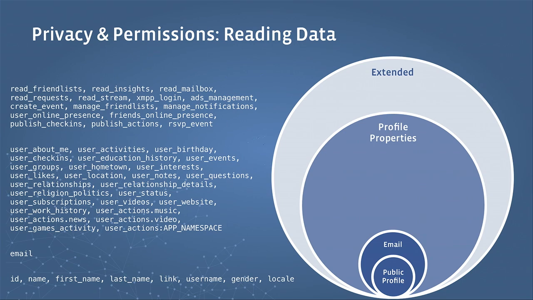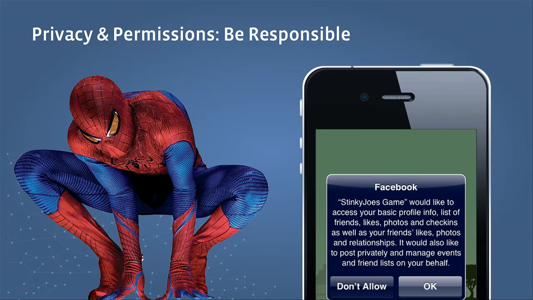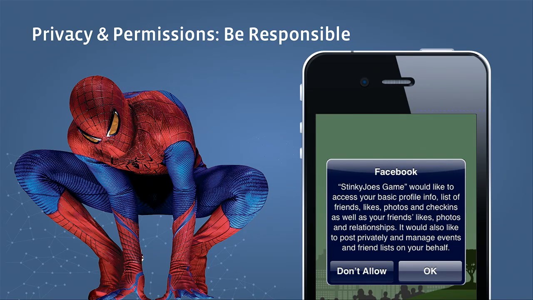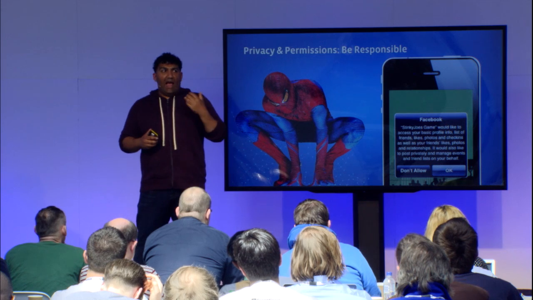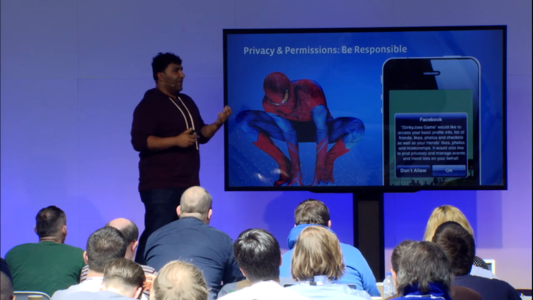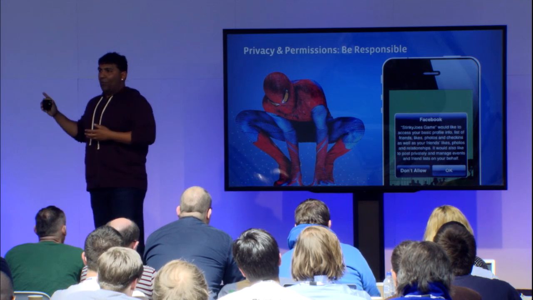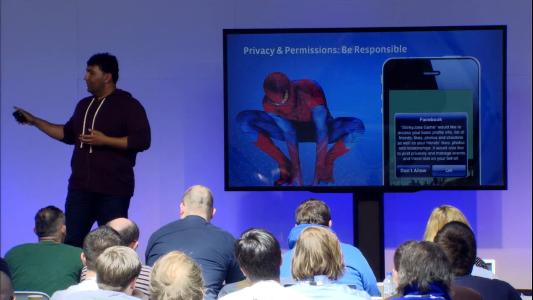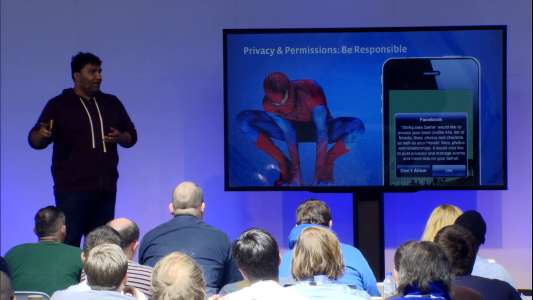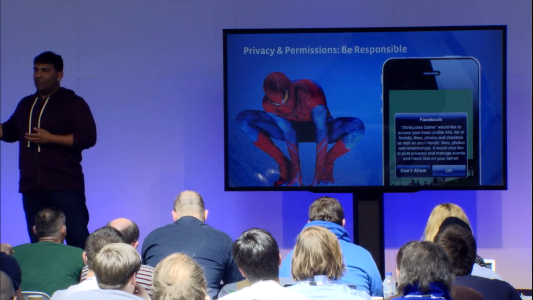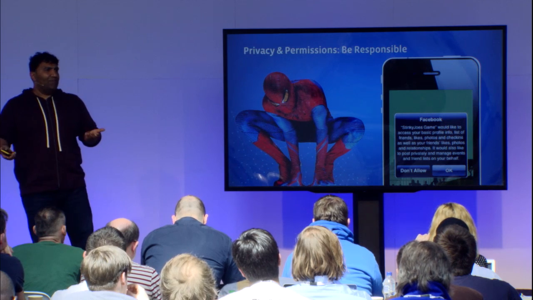And the important thing is, as a great philosopher once said, with great power comes great responsibility. You have access to a lot of information about a user. And you can ask for a lot of things if they make sense. But you don't want to be this app on the right. This app on the right is asking for a ton of information. And what's your first instinct when you see a dialog box like that? You think, why does this app need all this stuff?